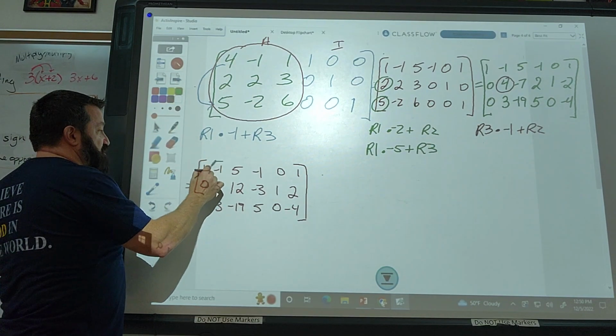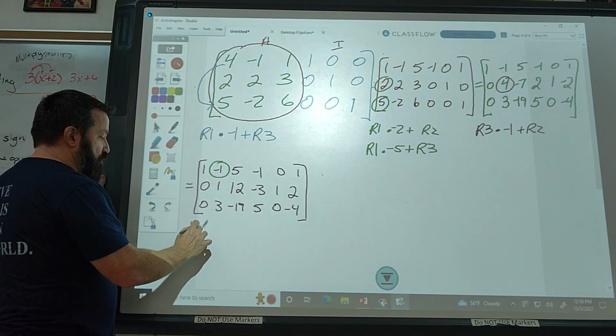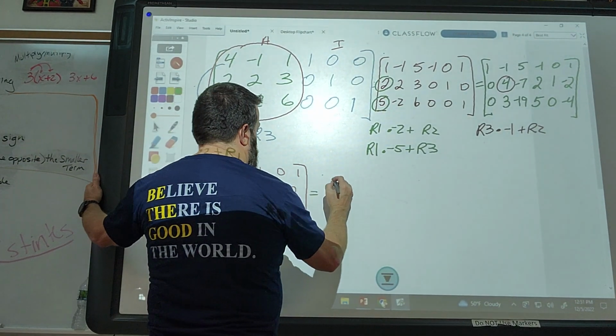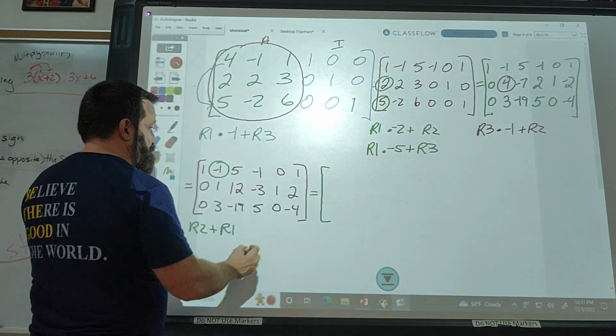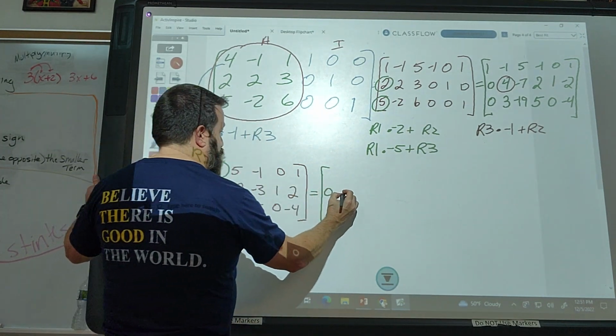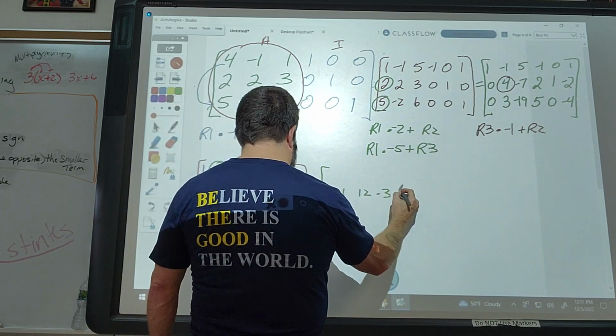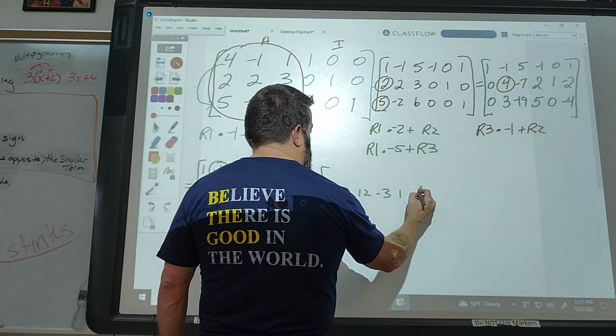Now, I need this to be a 0, so I'm just going to take row 2 plus row 1. So middle row is going to stay the same. 0, 1, 12, negative 3, 1, and 2.